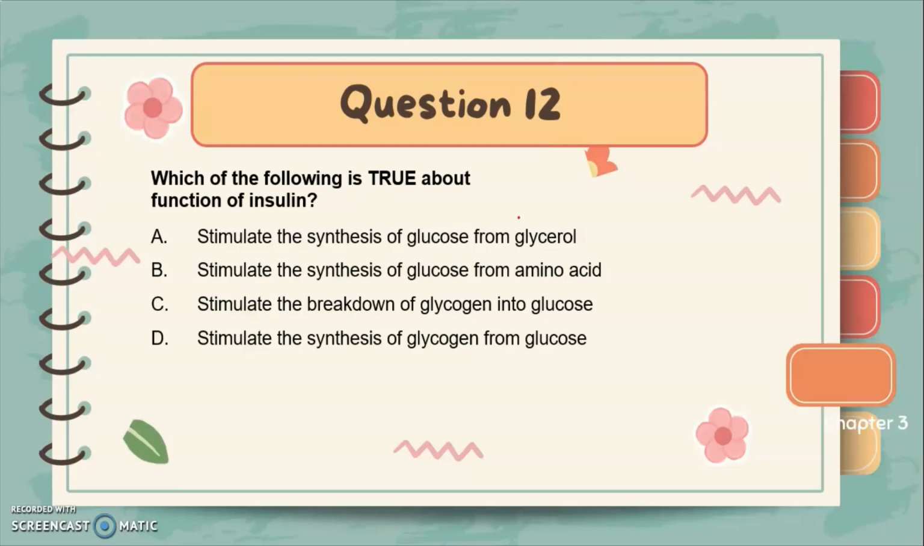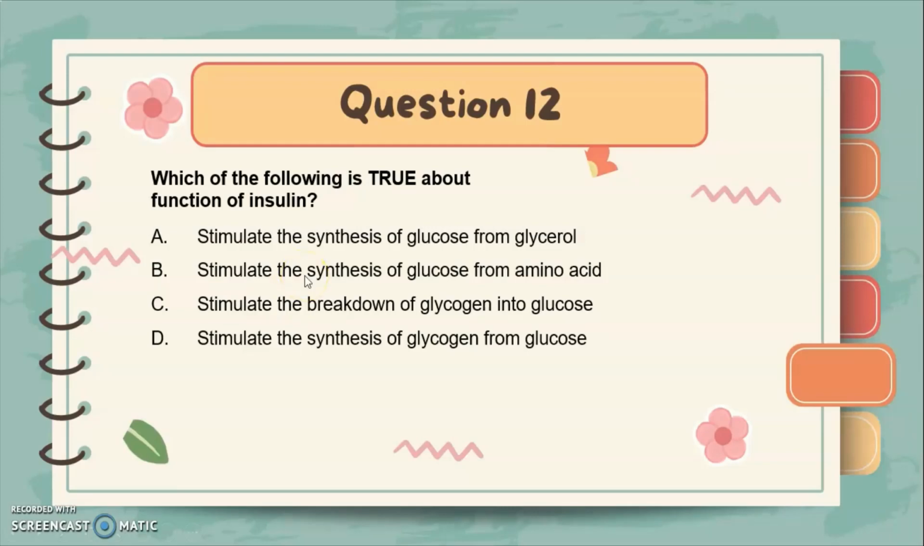Which of the following is true about function of insulin? Right, so insulin, kalau yang masih lagi di bawah regulation of blood glucose level, kita tahu bahawa insulin will be secreted by beta cell of islet of Langerhans. Okay. So, apa function insulin? Kita tengok pilihan dia adalah stimulate the synthesis of glucose from glycerol. Okay, stimulate synthesis of glucose from amino acid. Stimulate the breakdown of glycogen into glucose. And stimulate the synthesis of glycogen from glucose.